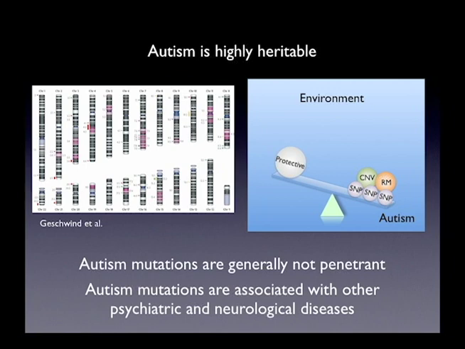Now, the second thing is that autism mutations are generally not penetrant. So that is to say, you might have the mutation, but this doesn't necessarily mean that you'll have the disease.